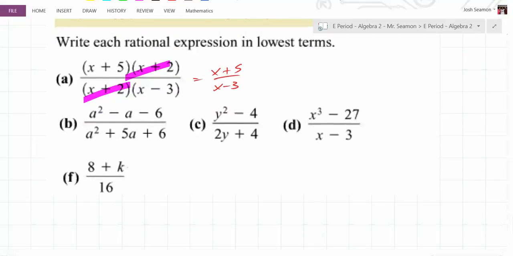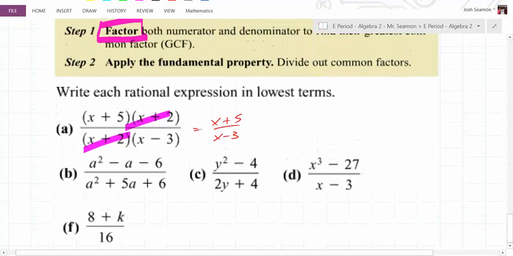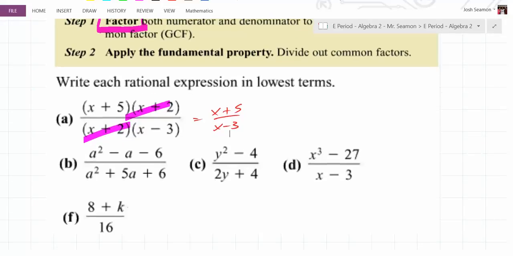What about B, though? What's the challenge? What's the one more thing added in for B? No, you cannot, because it is not multiplication. It is x plus 5 and x minus 3. You cannot cancel anything else on that.